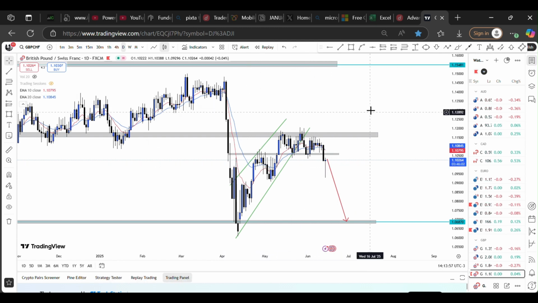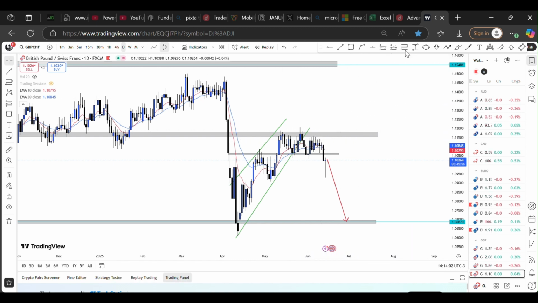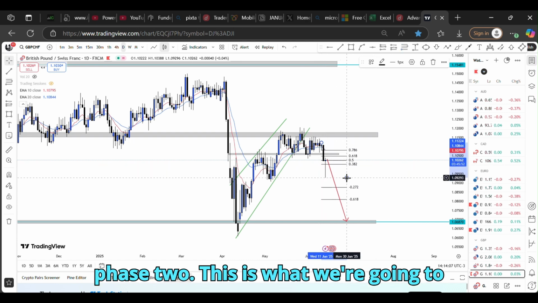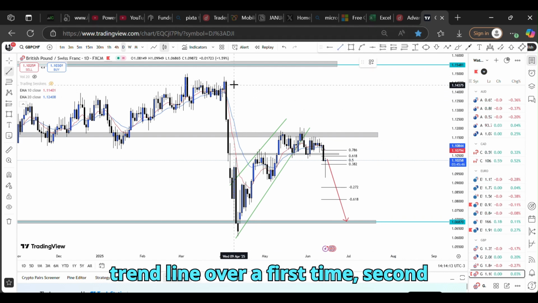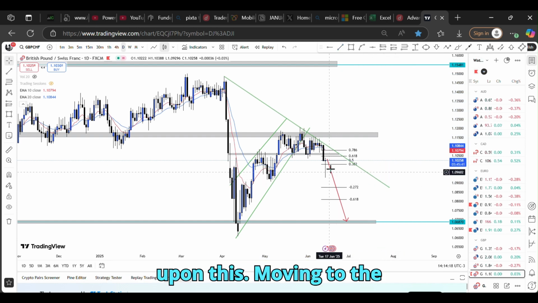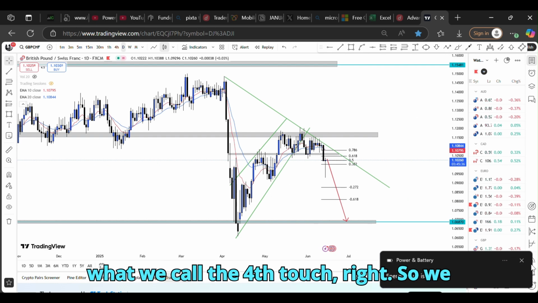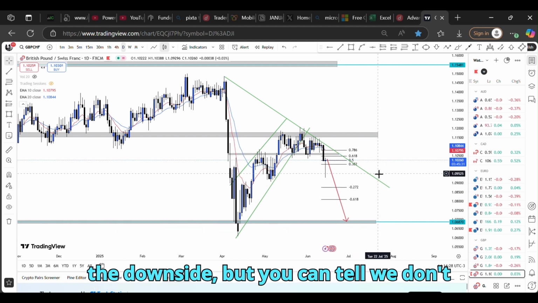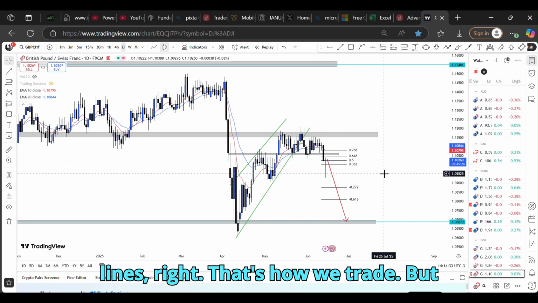On the daily time frame, we'll be able to identify the impulse and correction. So this is the correction phase. We are going to measure this correction over here. You can simply see this trend line, first touch, second touch, this is the third touch. So maybe upon this movement to the upside, the market is going to give the fourth touch. We're still expecting this market to push to the downside, but you can tell we don't actually rely on chart patterns and trend lines. That's how we trade.